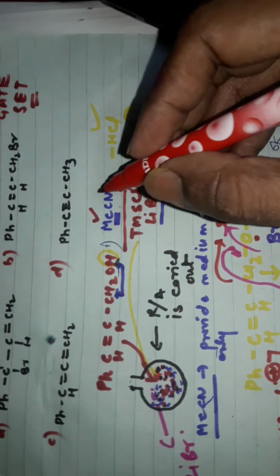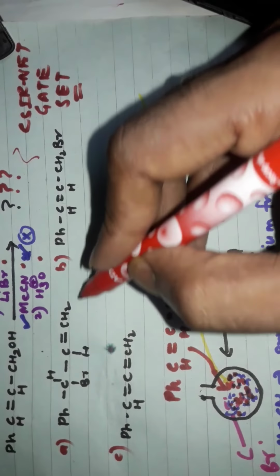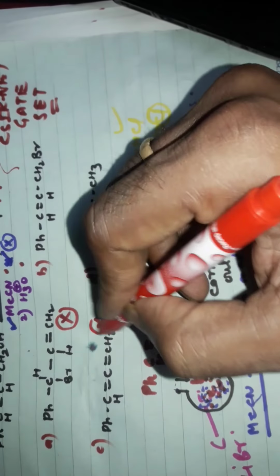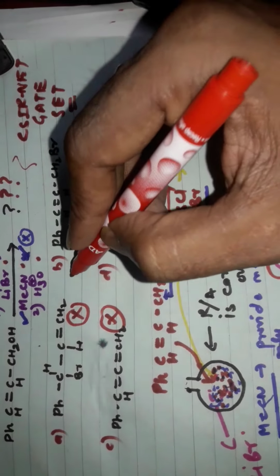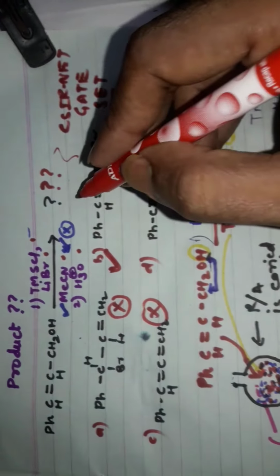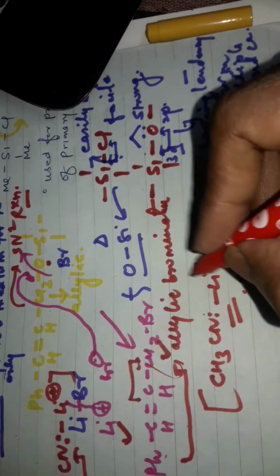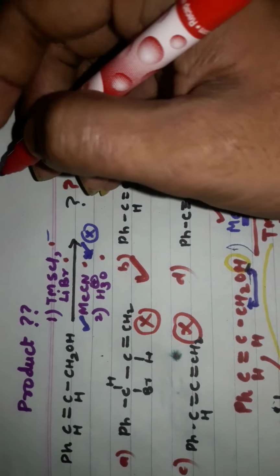Here, your product will be, because it will not occur, allene will not form and this will also not form, so the only product remaining is this one. So this is your product. All points have been clear.